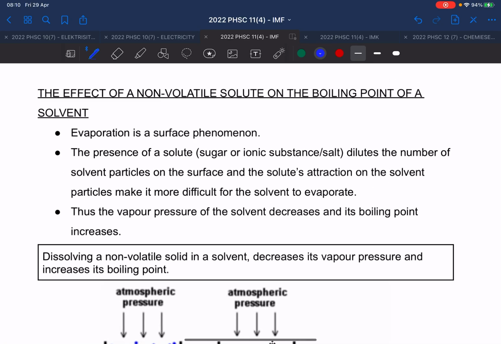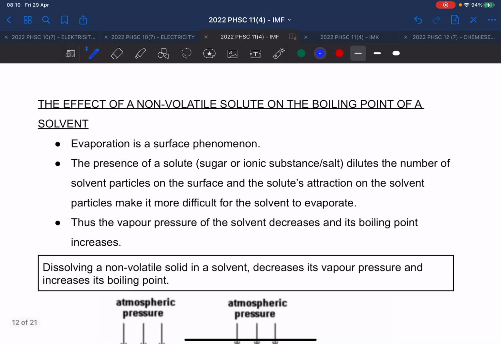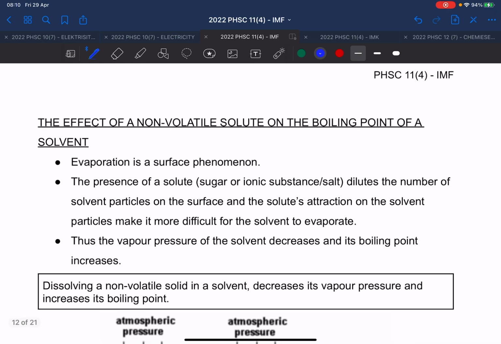Yes. On page 12, I said, the effect of a non-volatile solute on the boiling point of a solvent. Non-volatile is a thing that does not evaporate that well. Non-volatile does not evaporate. The solute is the thing, and most of the time it is a solid.